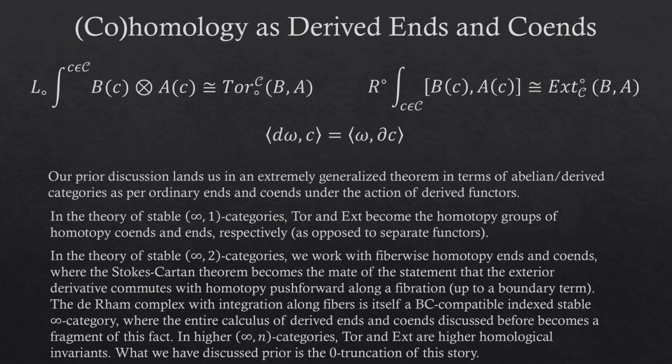In higher infinity n categories, Tor and Ext are higher homological invariants altogether, and so what we have discussed prior is just the zero truncation of this unfolding story.